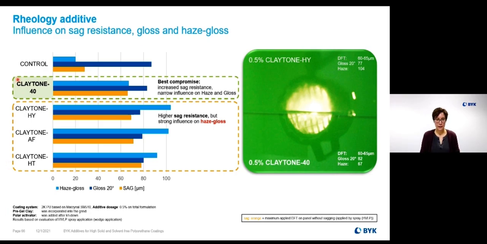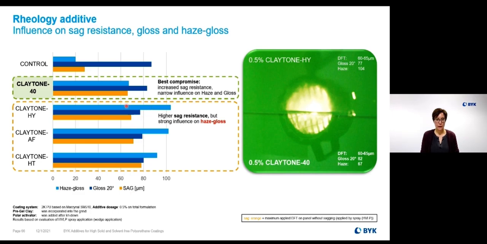And what we can say here is that Claytone 40 gave us the best compromise between increased sag resistance and more or less no influence on haze. What do we see here? The light blue is the haze, the dark blue is the gloss at the 20-degree angle, and the orange column is the sagging limit.